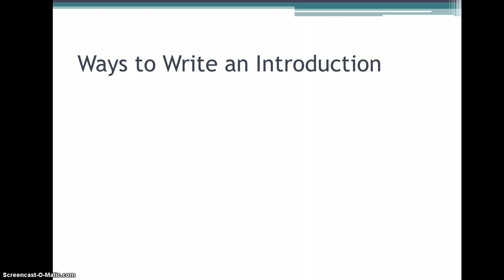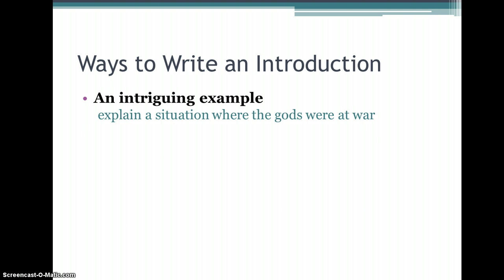So, ways to write an introduction. I'm going to talk about 5 different ways. The first way is to start with an intriguing example. You can explain a situation where, let's say, the gods of your religion are at war. Or if you're doing Islam, you can describe one of the really difficult times Prophet Muhammad had while he was traveling and spreading the word about Islam. Picking a situation, describing the situation, and ending with your thesis statement. That's how you start with an intriguing example.